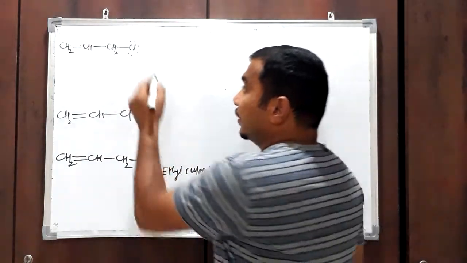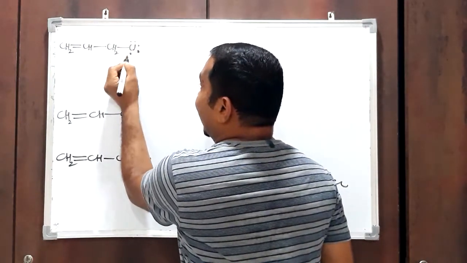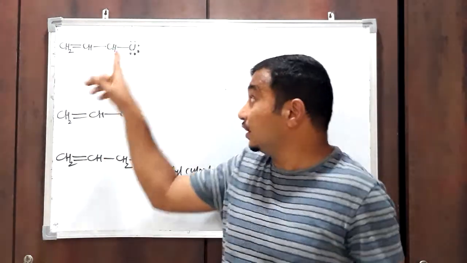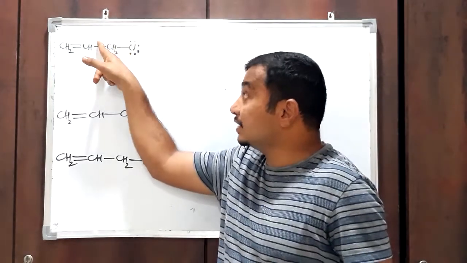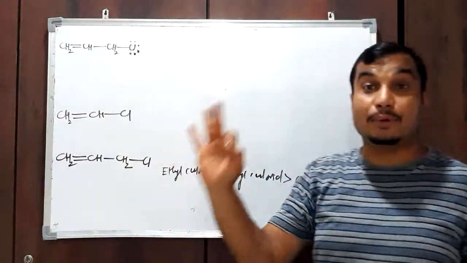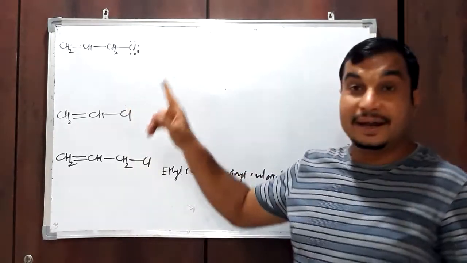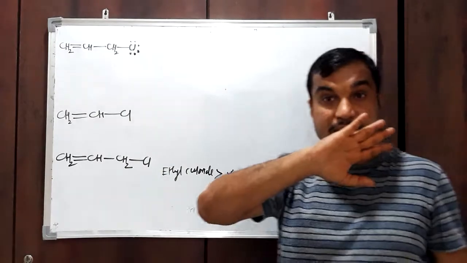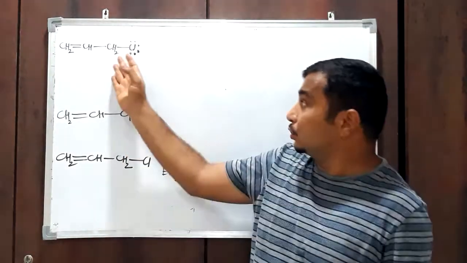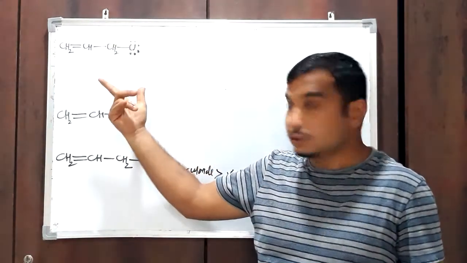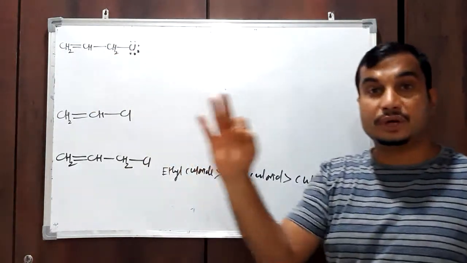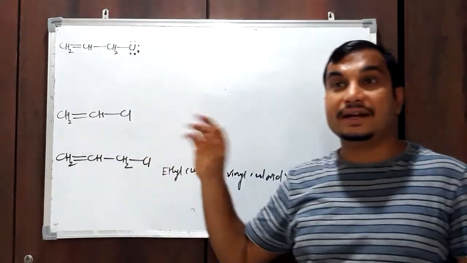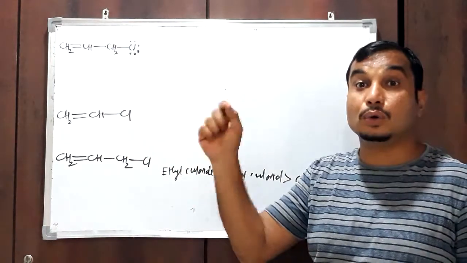And here the lone pair of electrons is non-conjugated. See, lone pair of electrons, single bond and again single bond. There is no conjugated pi bond system in allylic chloride, so the possibility of resonance is zero. There is no resonance, which means the carbon-Cl bond is purely a single bond. That's why the reactivity of allyl chloride is much higher than chlorobenzene.